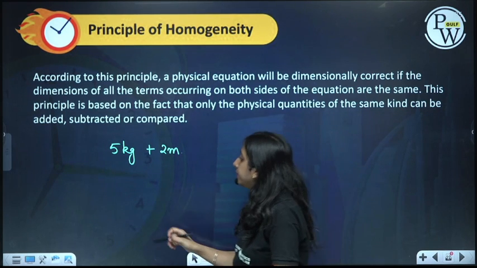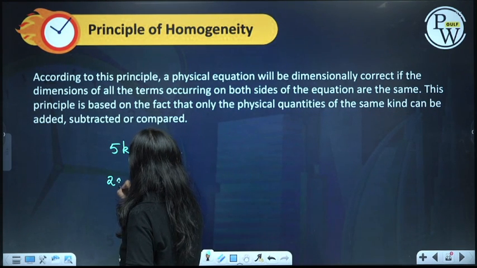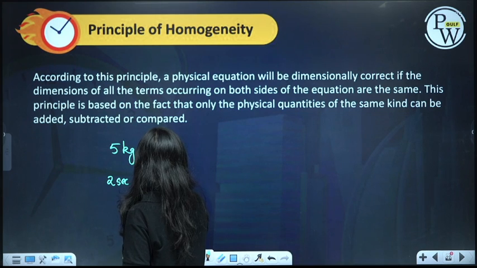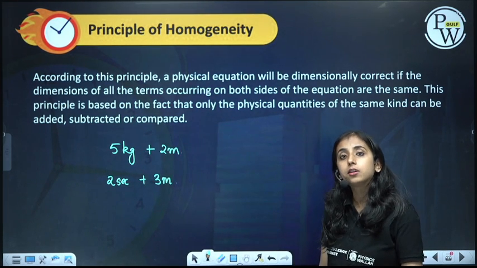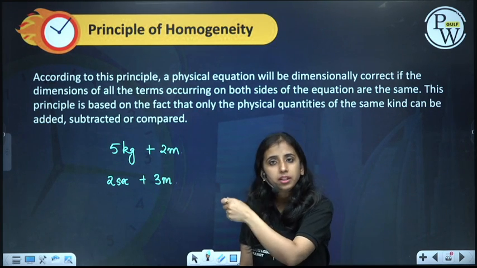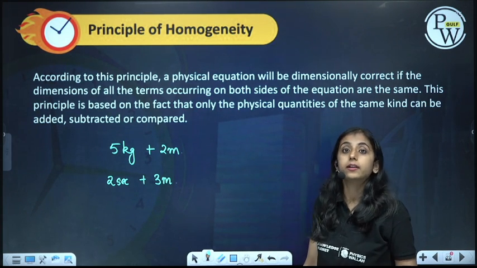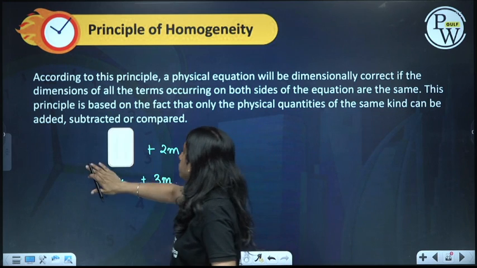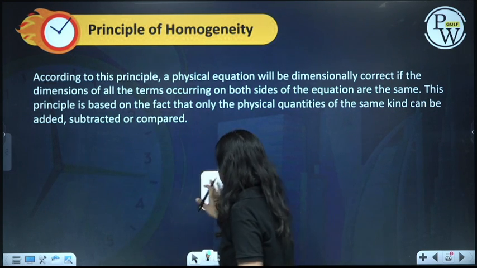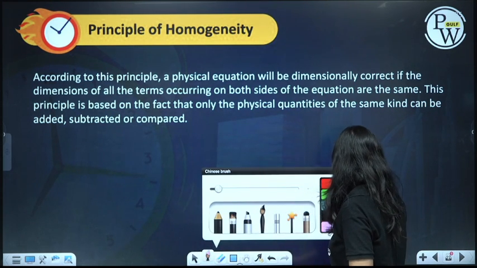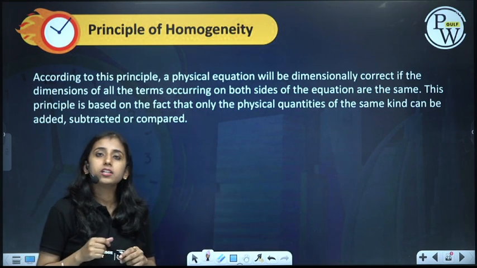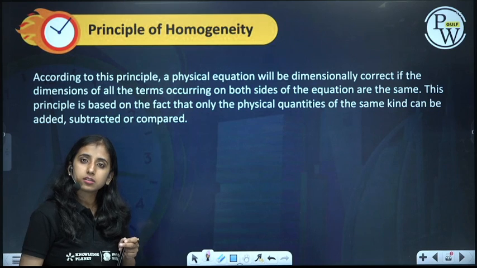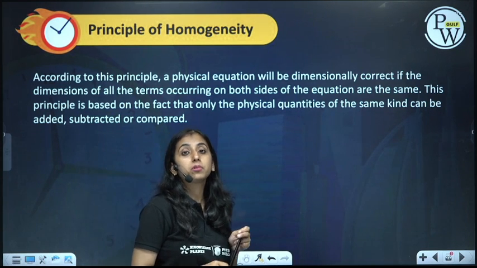But if I tell you to add 2 seconds to 3 meters, can you add it? We cannot add it. So which quantities can we add and which can we subtract? Similarly, please subtract 5 kgs from 8 meters. No, we can't subtract it.